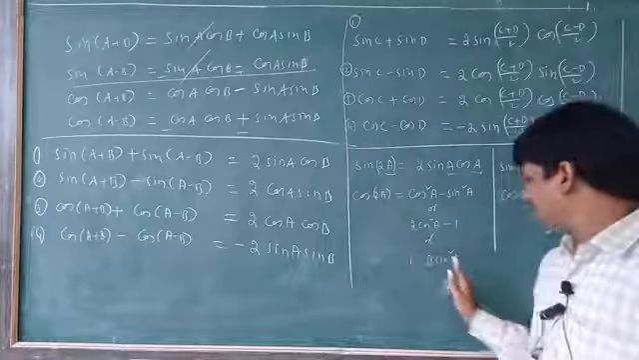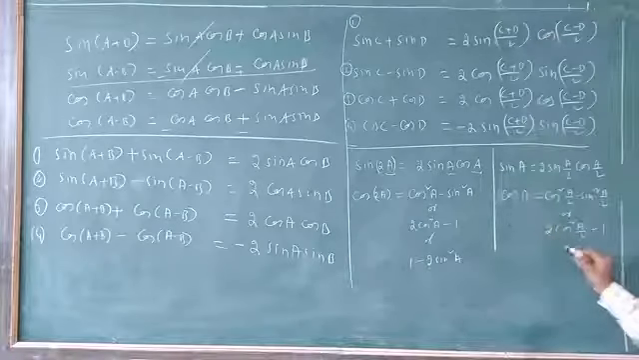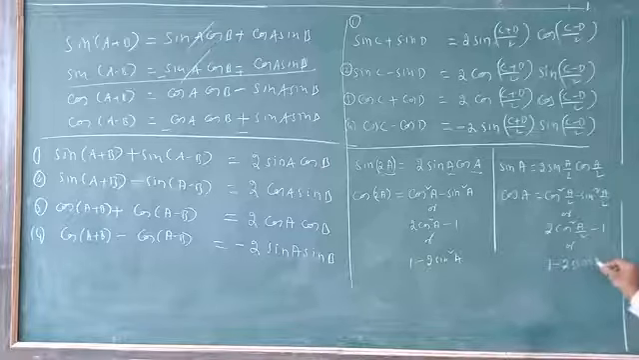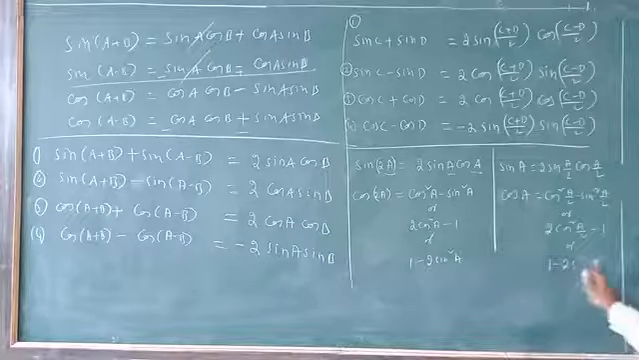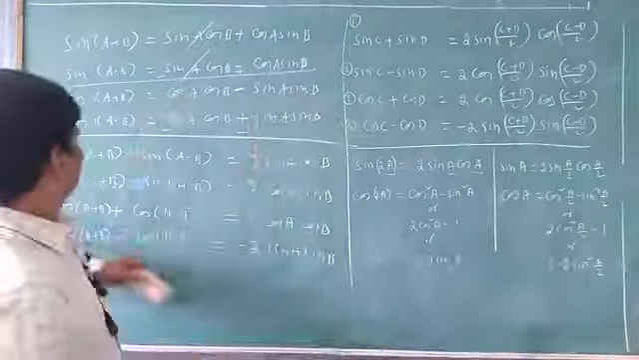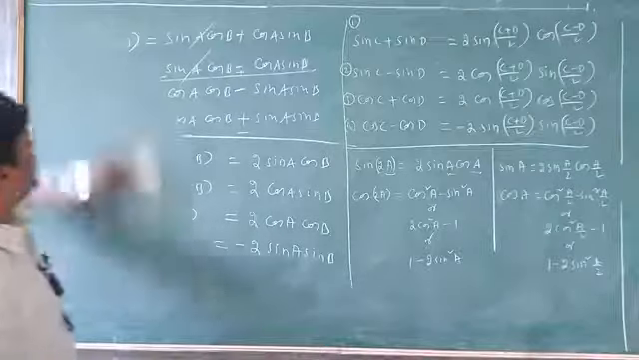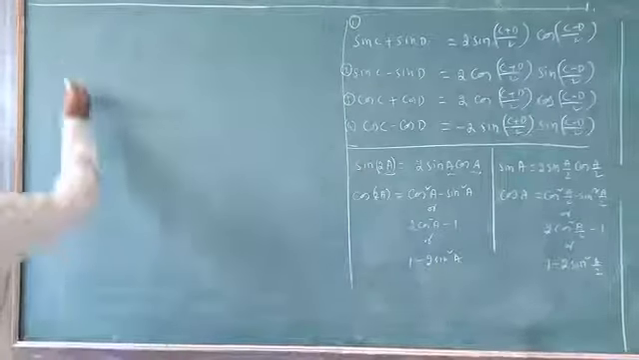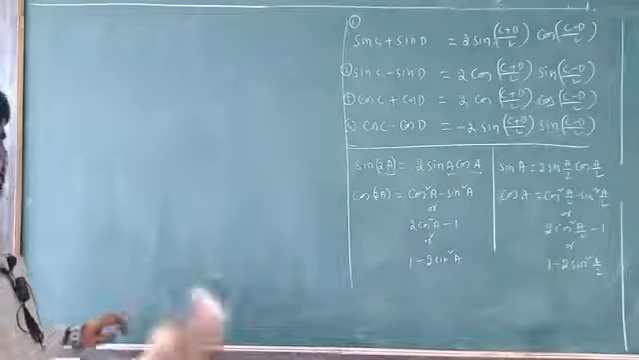Here 2a is there, here a you got. Here only a is there. Here what do you get? 1 minus 2 sin square a by 2. Okay. So same like this, about tan also you can write. So what is tan? Tan 2a formula. We will write tan 2a later.